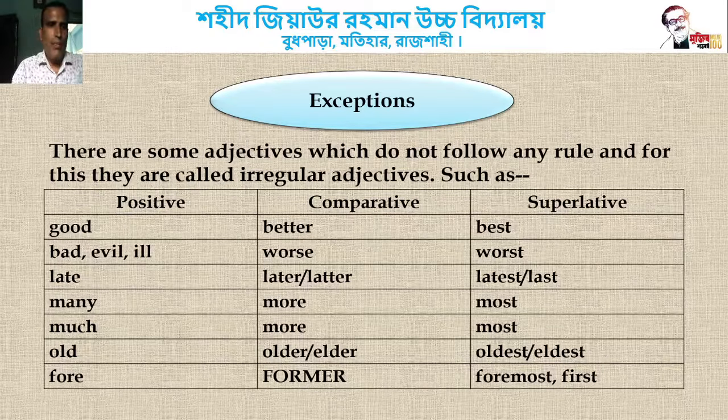And the next are bad or evil or ill, the comparative form worse, the superlative worst. Late, later, latest. Many, more, most. Old, older, oldest. Fore, former, foremost.